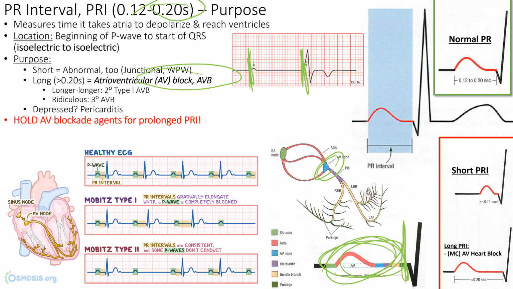All right, so hold AV blockading agents. What is an AV blockading agent? Digoxin, all right. What else? Verapamil. What's verapamil? Non-DHP calcium channel blocker. There you go. So we got non-DHP calcium channel blockers such as verapamil. If someone has verapamil on board and you got the PR interval of 0.28, it's like, well, shoot, I should probably hold this medication, right?